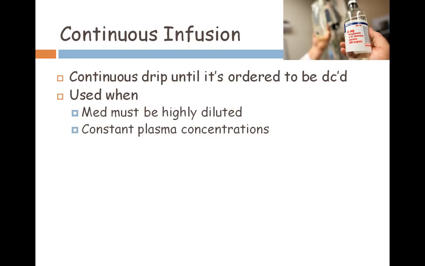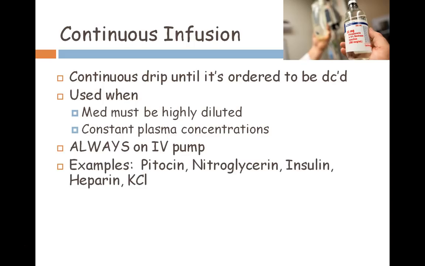A continuous infusion would be used if it's a medication that needs to be highly diluted, or a medication where we want a constant plasma concentration, again like insulin. And these drugs always have to be on an IV pump because the administration has to be so precise. Examples of these medications, as I've been saying, are things like Pitocin, nitroglycerin, insulin, heparin, and potassium, which may be given as a continuous drip.